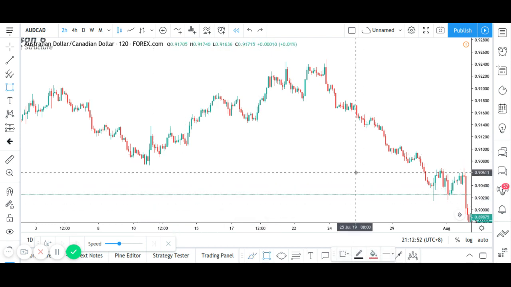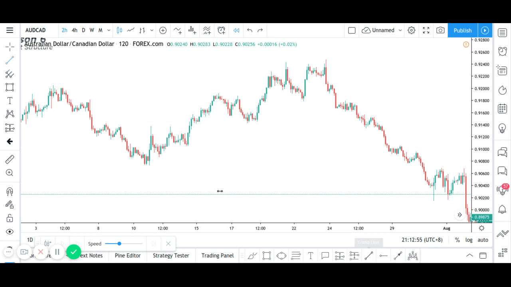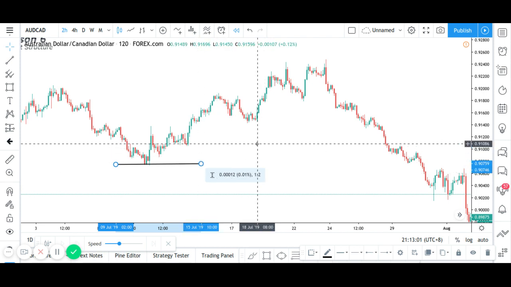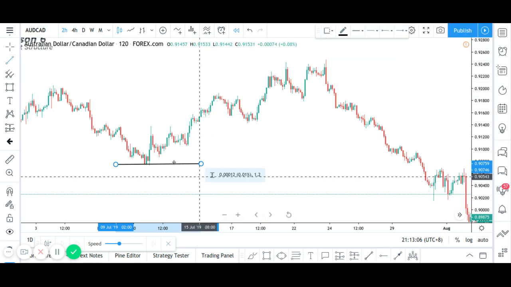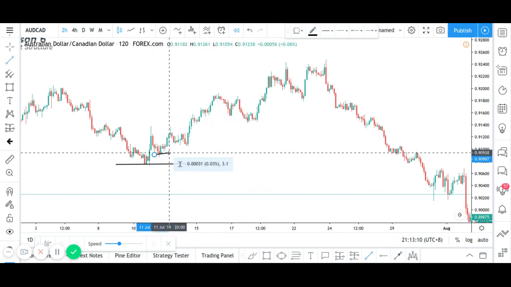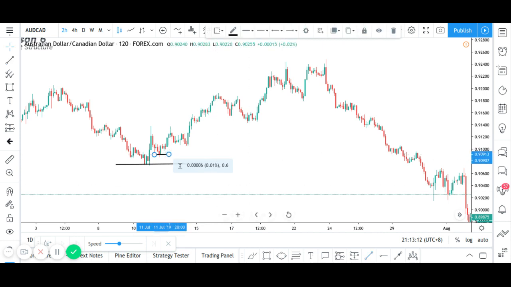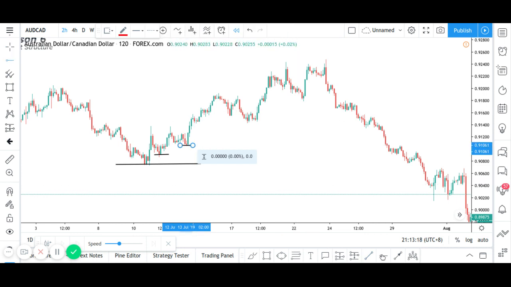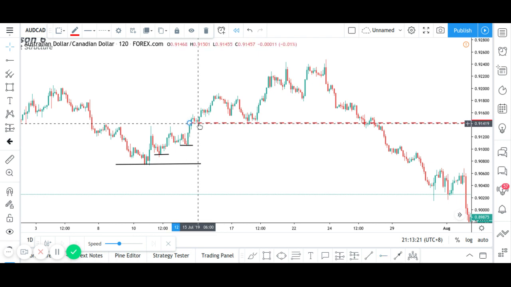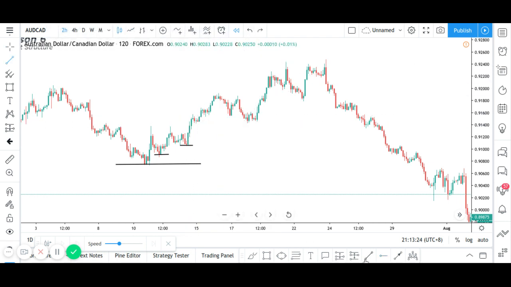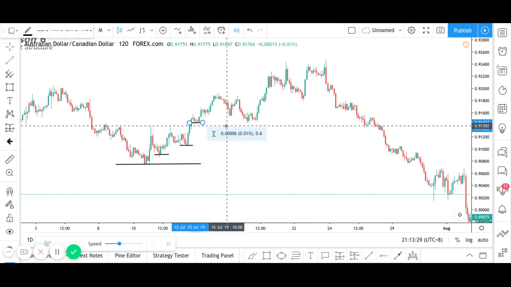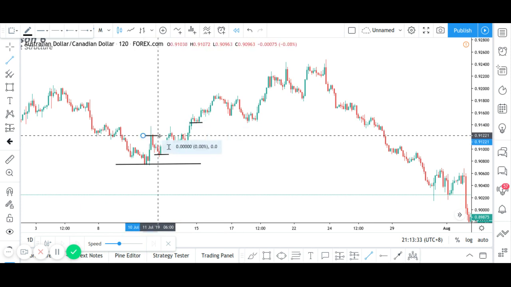So I will just show you guys with the horizontal ray or a trend line exactly what I mean. So we have this low right at the bottom here. Once we have that low at the bottom, we can also find that the market is printing a higher low, another higher low again, another higher low over here, and another higher low over here. Okay, and then let's look at the higher highs. So we have a higher high over here.